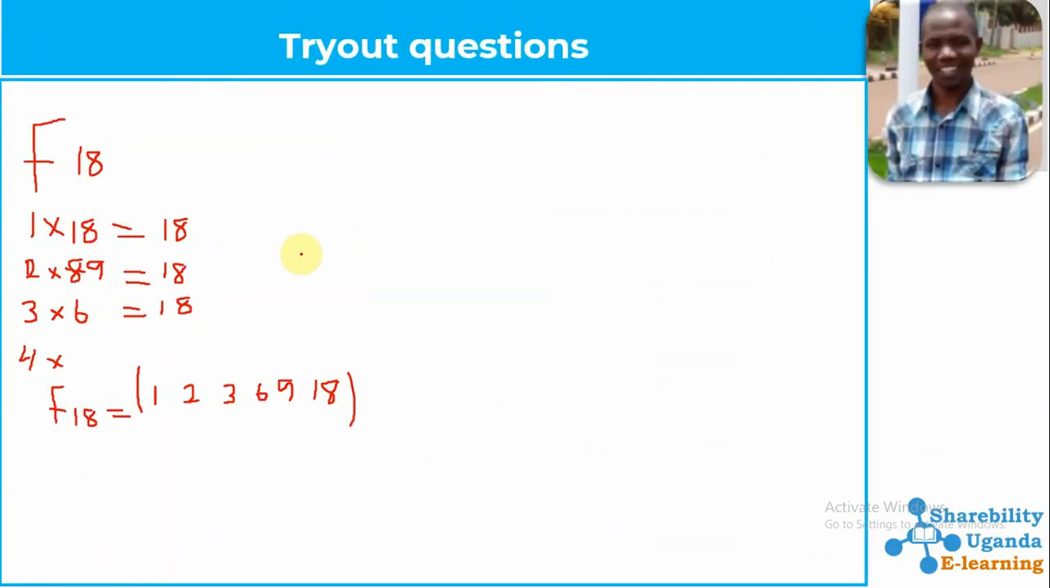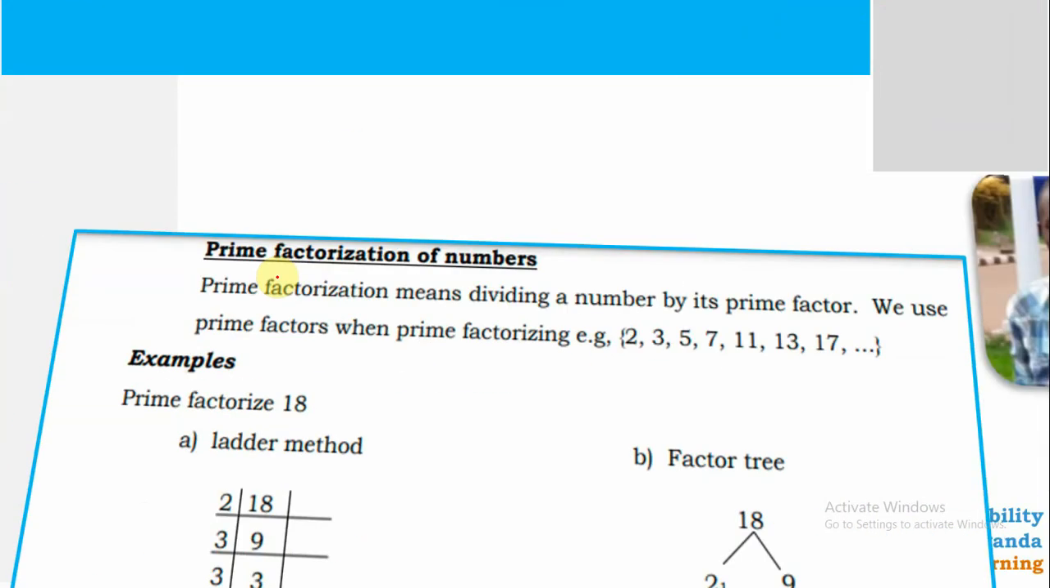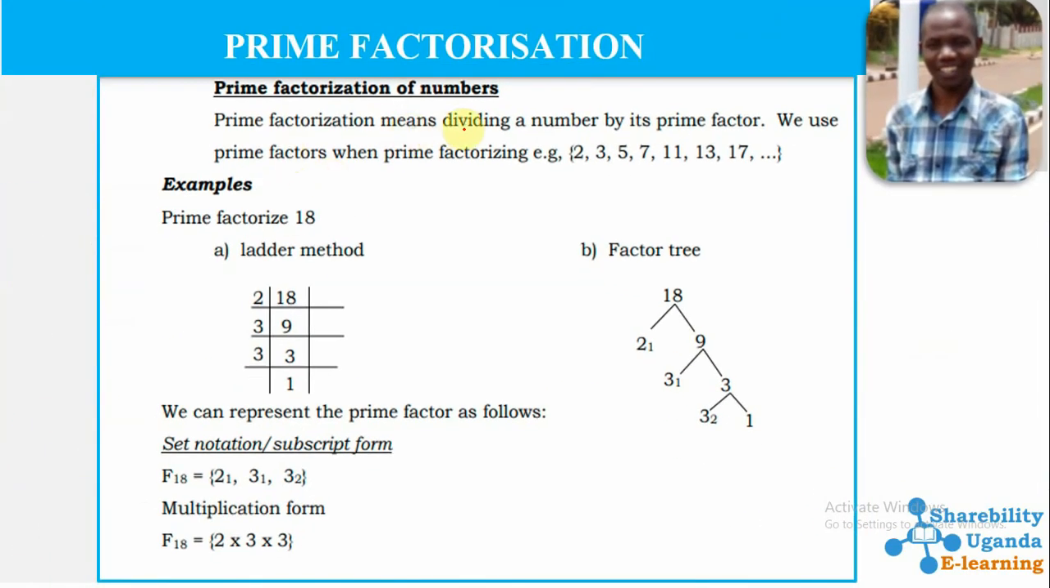For example, when we get the factors of 18, if we divide 18 by 1, we get 18. If we divide 18 by 9, we get 2. There is no remainder. If we divide 18 by 2, we get 9. No remainder. So this is what they are talking about: prime factorization means dividing a number by its prime factors. So the number you are going to divide by should not give you a remainder.